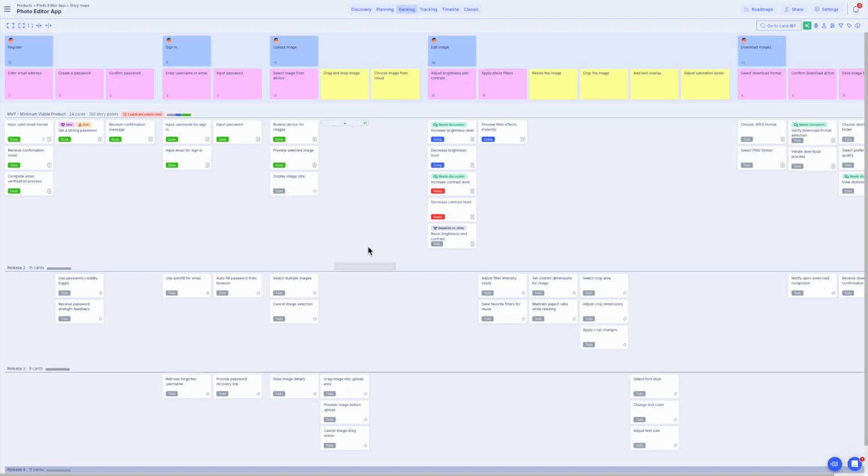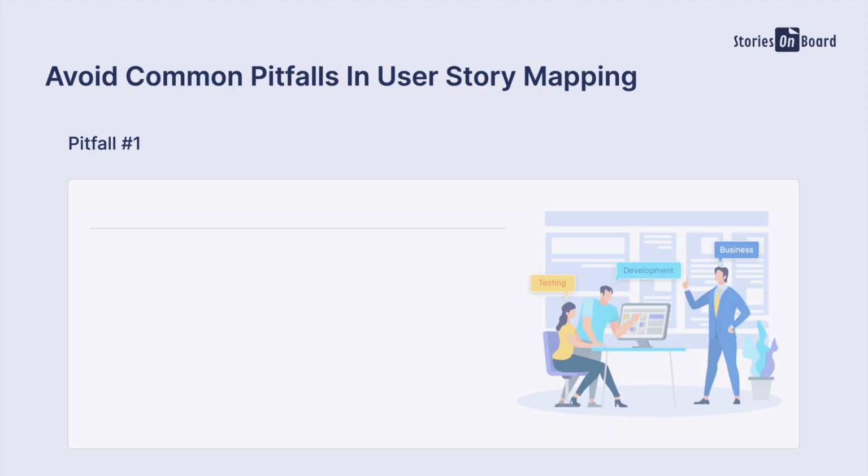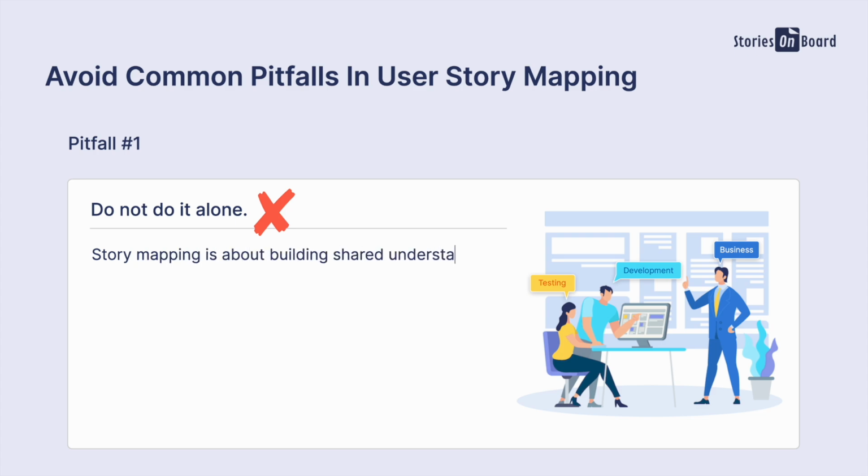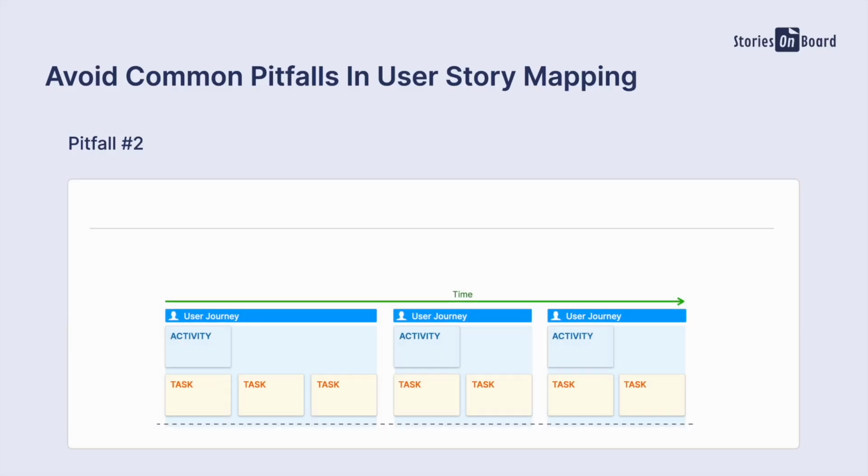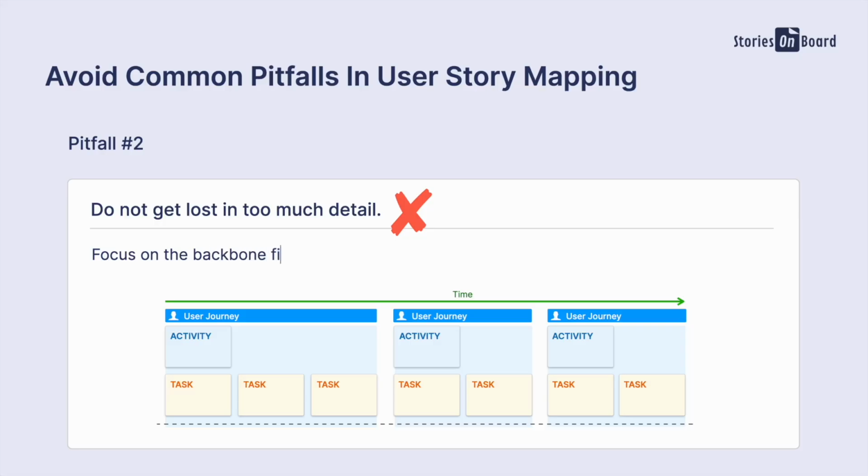By now, you are a user story mapping pro, but even the best can make mistakes. Let's cover some common pitfalls. User story mapping is best if you are doing it with a team and not alone. Story mapping is about building shared understanding. If you create a map in a vacuum, you lose that benefit. Also, if you're getting lost in too much detail, don't try to capture every single micro action at the start. Instead, focus on the backbone first, then flesh out only the most important parts.